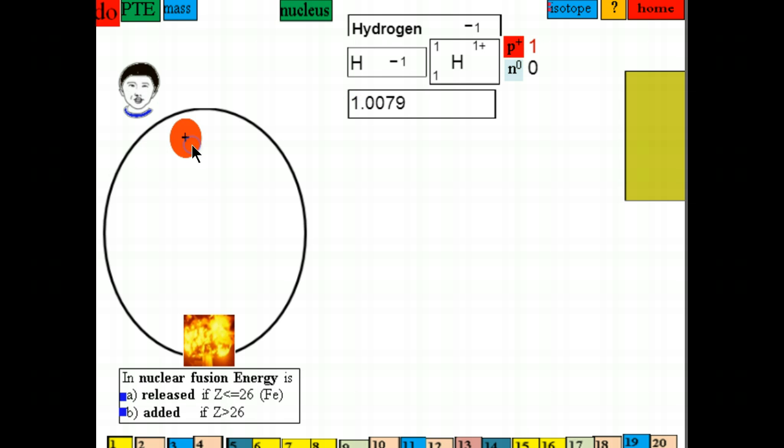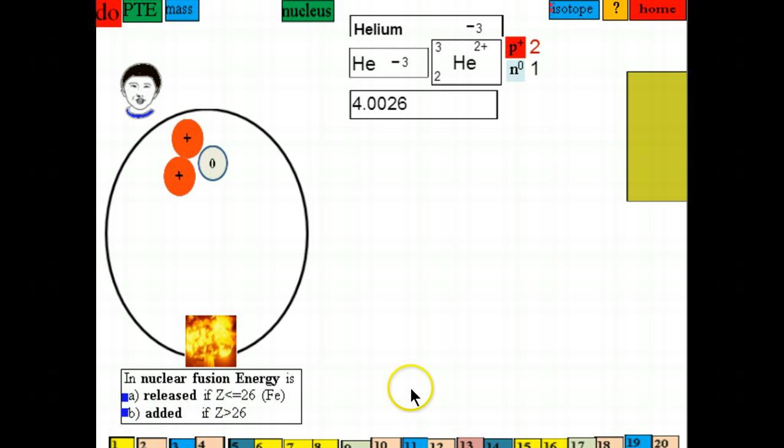And if we add another proton, we get the element helium, but now we have to add a neutron to make this stable. So we have now 2 protons and 1 neutron in the nucleus, and this is called helium-3 because we count the protons and the neutrons, and we call this the mass number. Double left click on the do button.